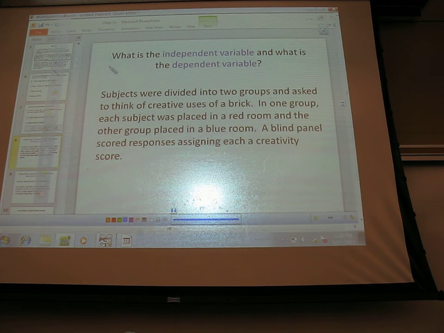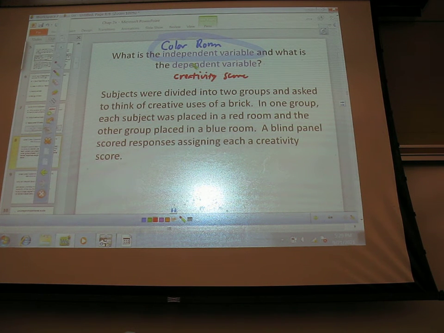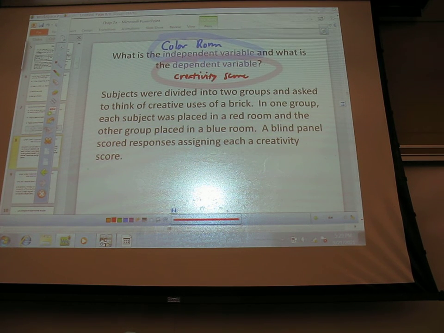Which one do I control? The color of the room. Color of the room. That's the independent variable. Does that make sense? The one that I mess with. So color of the room is the independent variable. The creativity score is the dependent variable. All right. Good.